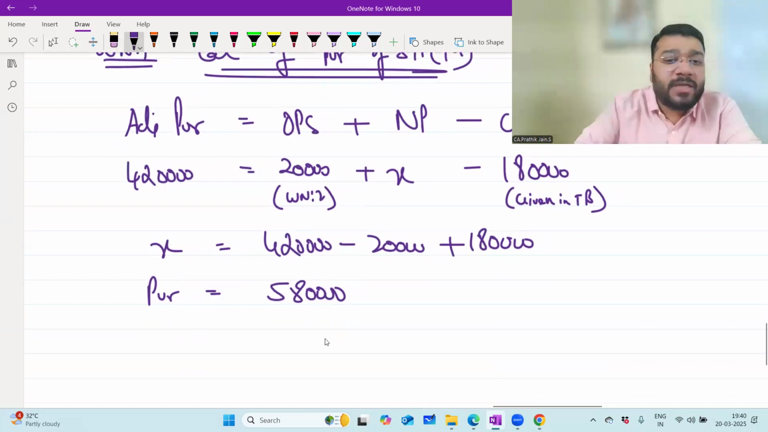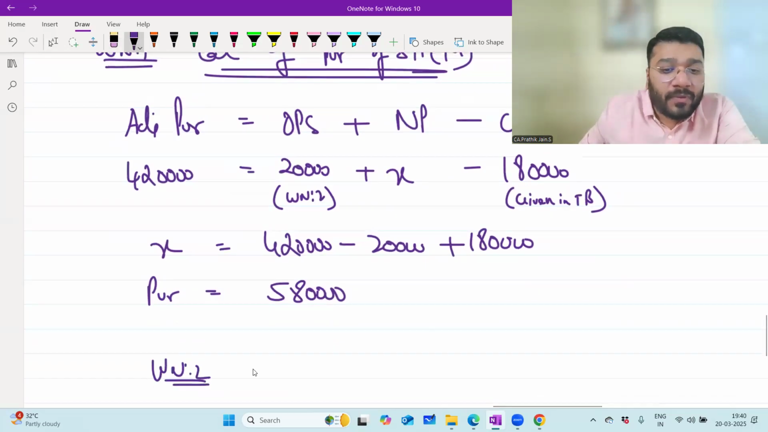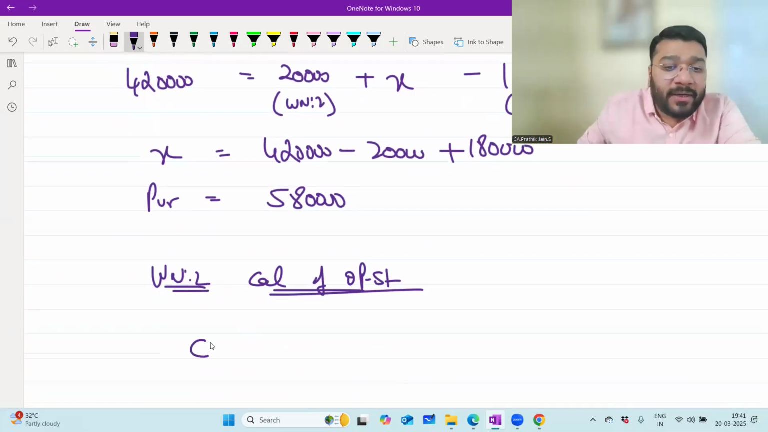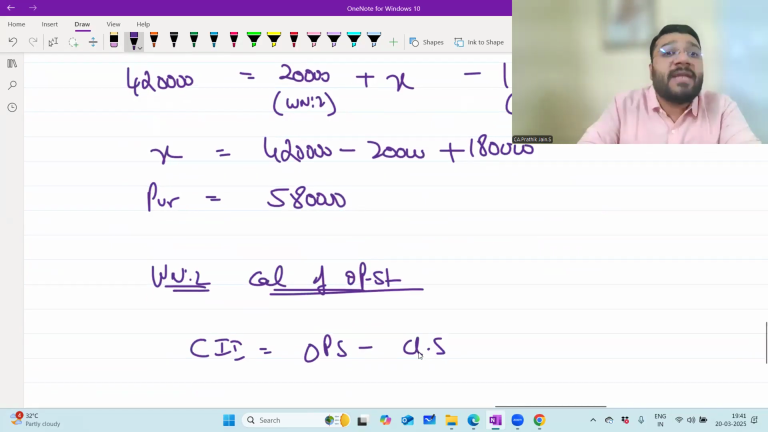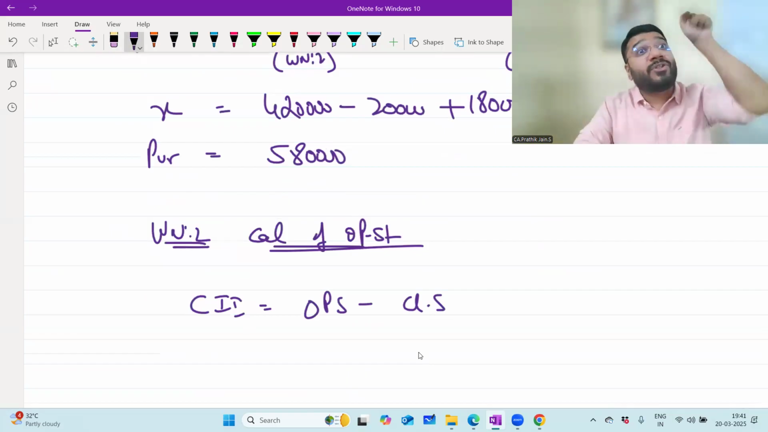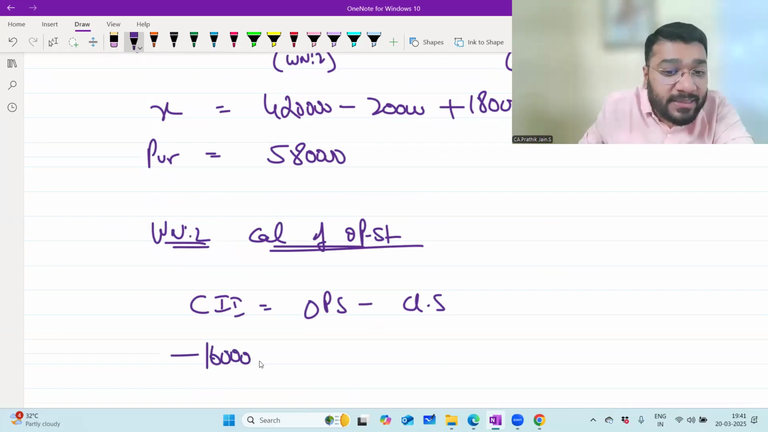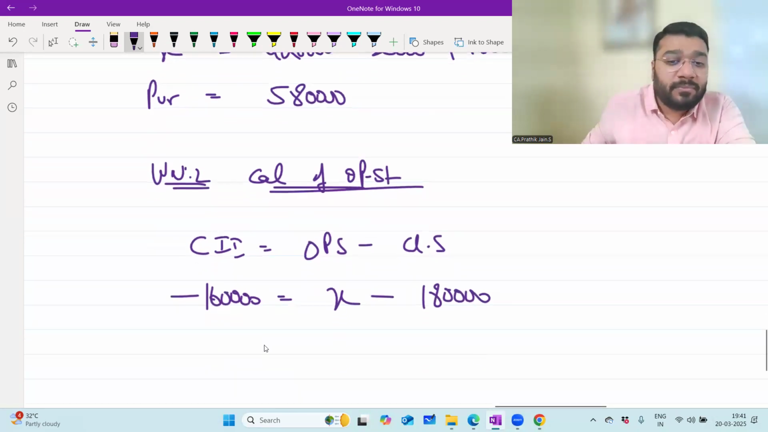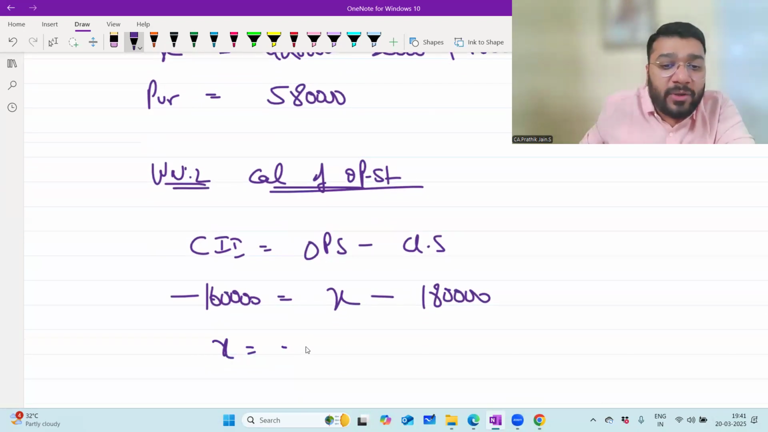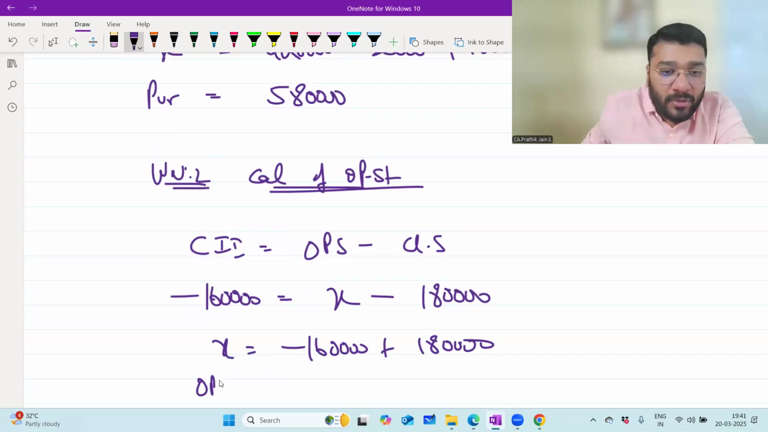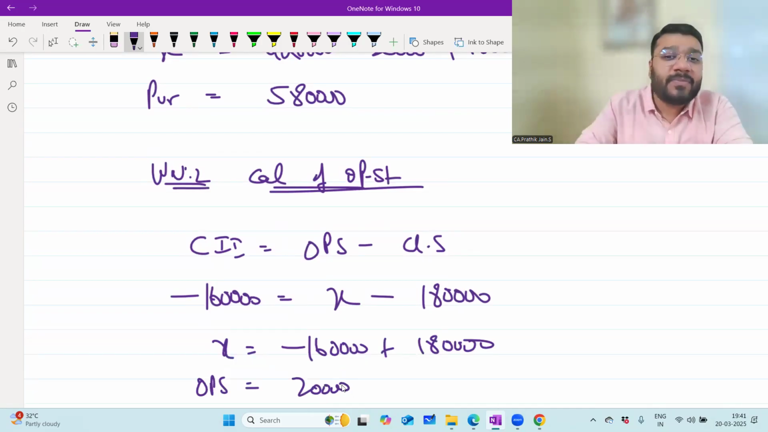Working note 1. What is working note number 2? Calculation of opening stock. How do I do it? Change in inventory is equal to opening stock minus closing stock. The question very clearly says that closing stock is more. Closing stock is reversal of expense. If that is more, then obviously it will be entirely reversal of expense. How much? Negative 160 is equal to opening stock X minus 180. So X is equal to, take this minus 180 to the other side, so it becomes plus 180. So how much is the difference? 20, 20,000 is the difference, opening stock. So this is working note number 2.